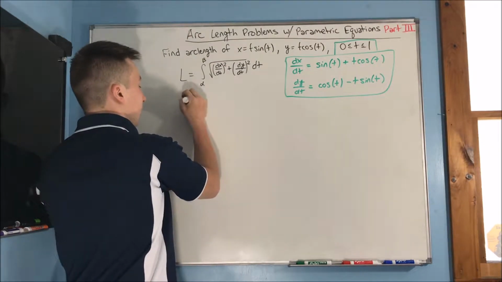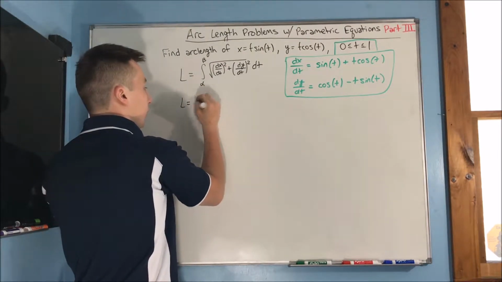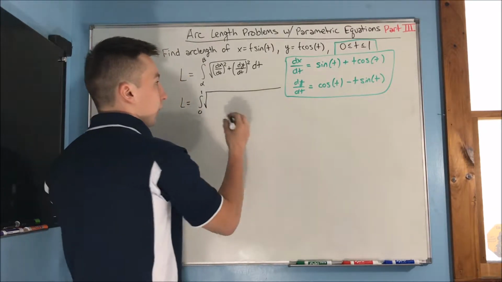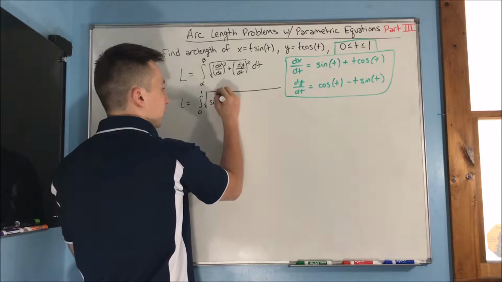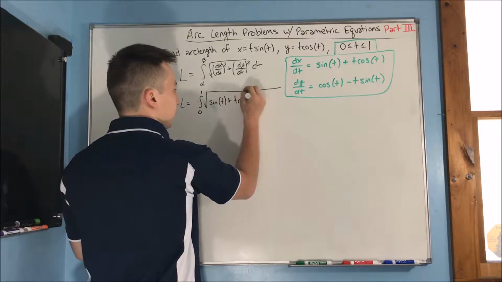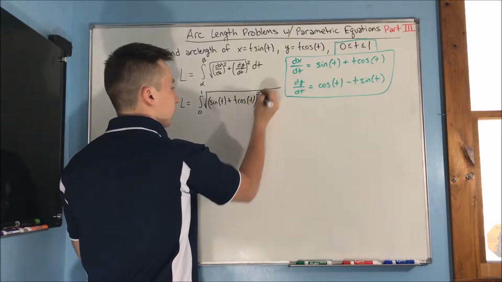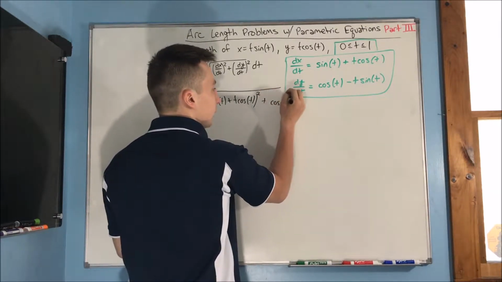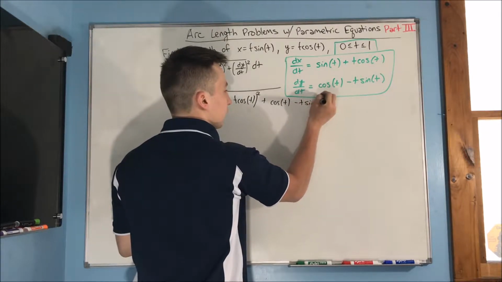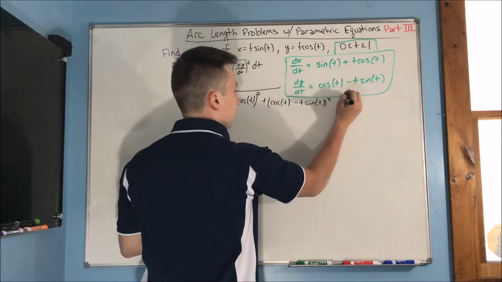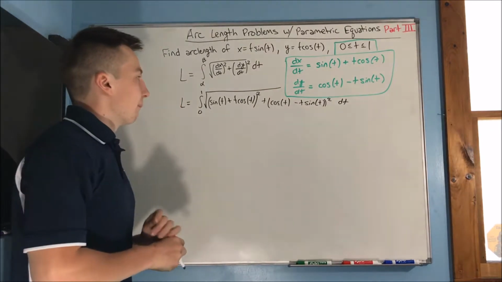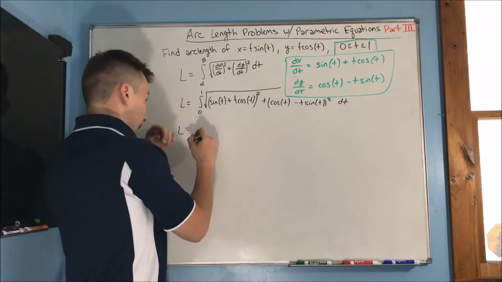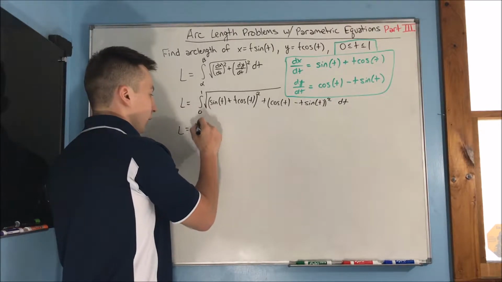We have that the arc length is now going to be equal to the integral from 0 to 1 of the square root of sine of t plus t cosine t, quantity squared, plus cosine of t minus t sine t, quantity squared, and we have a dt. Alright, so now we just got to square these pieces right here. Okay, so of course do some foiling.